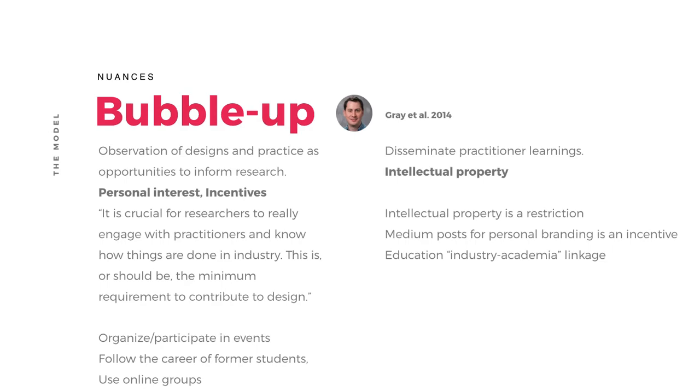And then there's this feedback loop of knowledge coming from practice into research. Gray called it bubble up. Here I found mostly researcher-led strategies to draw on practitioner knowledge, mostly out of personal interest of people who want to know more about design trends to inform their research and to improve teaching. To do this, researchers might organize or attend practitioner conferences, follow past students in leading industry positions, and they might use online design groups.